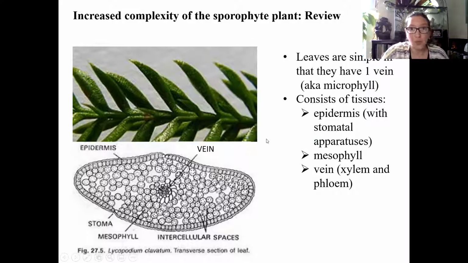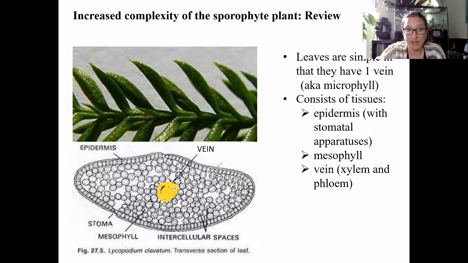Here we go. So this is microphylls, right? This is a cross section of a microphyll on the bottom. What is a microphyll? Well, it's simple, meaning in the case here, it only has a single vein, one vein, which is located right here in that cross section, right? One vein.